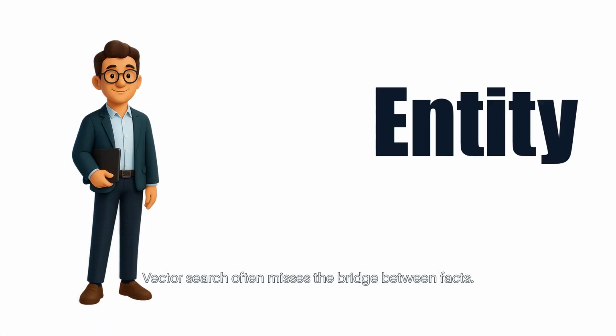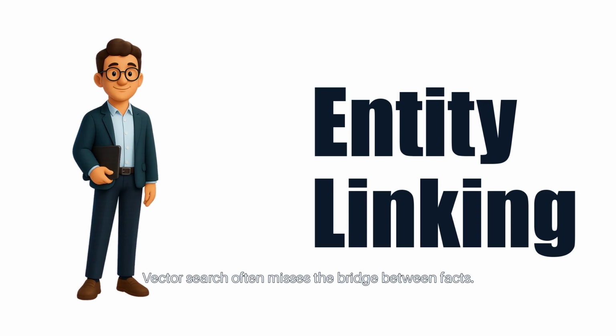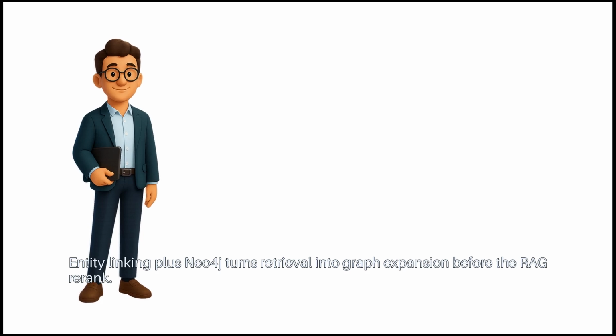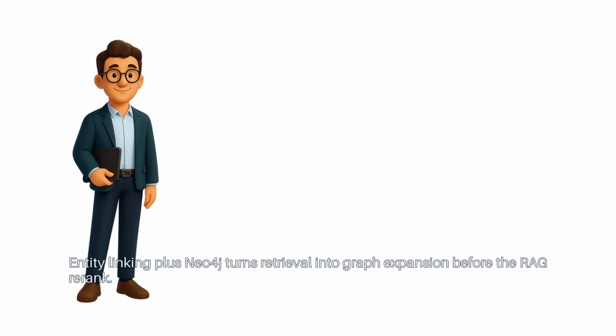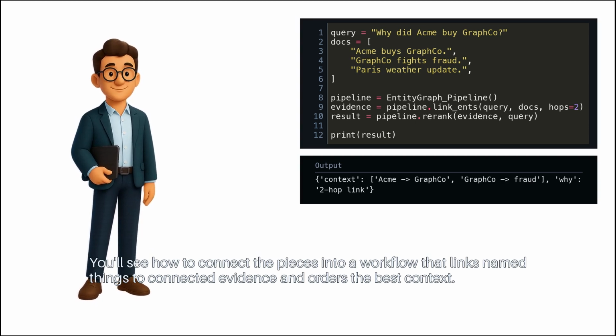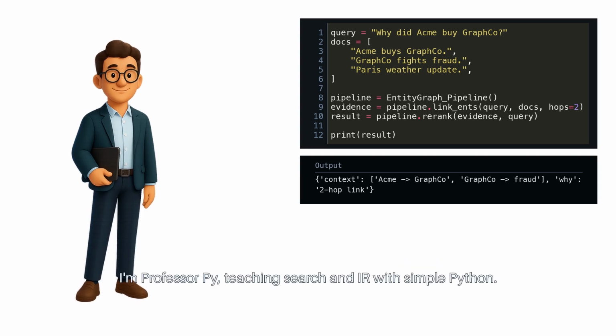Vector search often misses the bridge between facts. Entity linking plus Neo4j turns retrieval into graph expansion before the RAG rerank. You'll see how to connect the pieces into a workflow that links named things to connected evidence and orders the best context. I'm Professor Pi, teaching search and IR with simple Python.